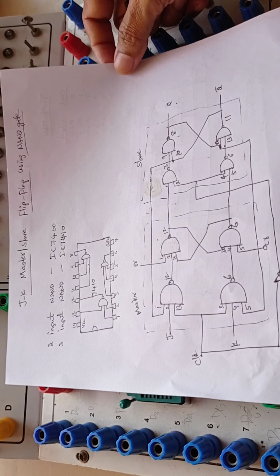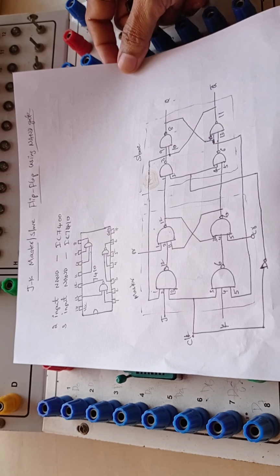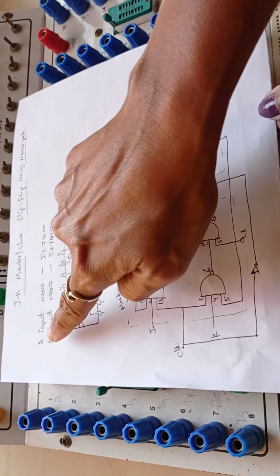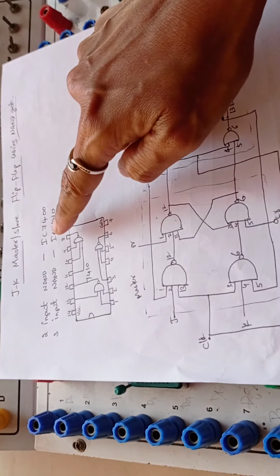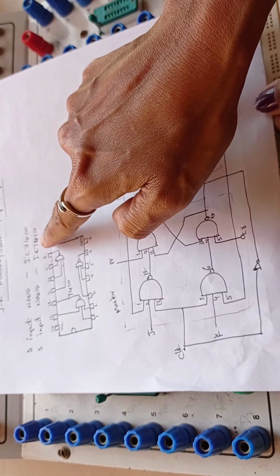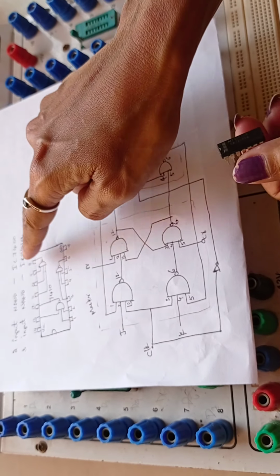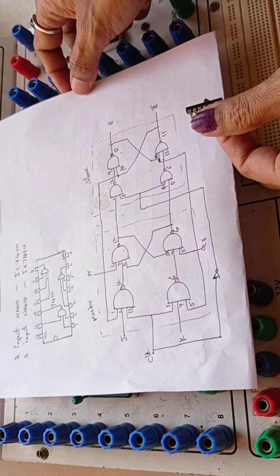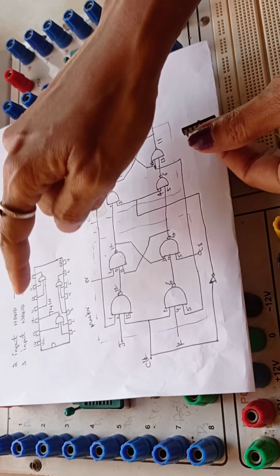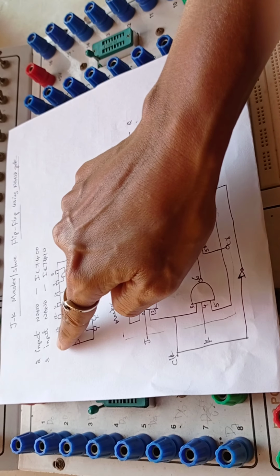Now I am going to design JK master slave flip-flop using NAND gates. Here we are using two types of NAND gates, that is 2 input NAND gate IC 7400 and 3 input NAND gate IC 7410. Okay. 2 input NAND gate is same as AND gate connections, that is pin number 1 and 2 are the inputs, 3 is the output. Go on like that.